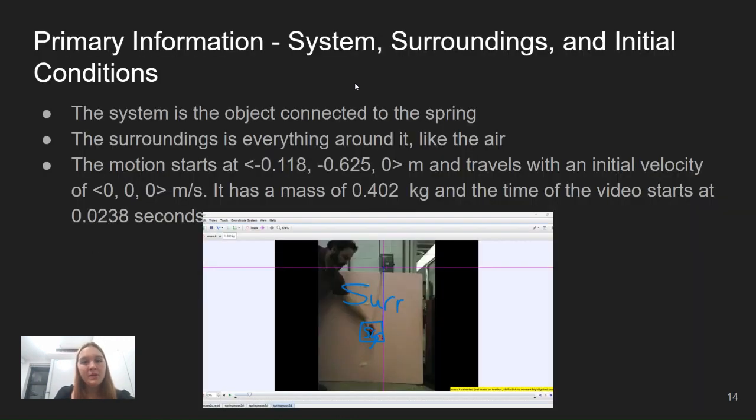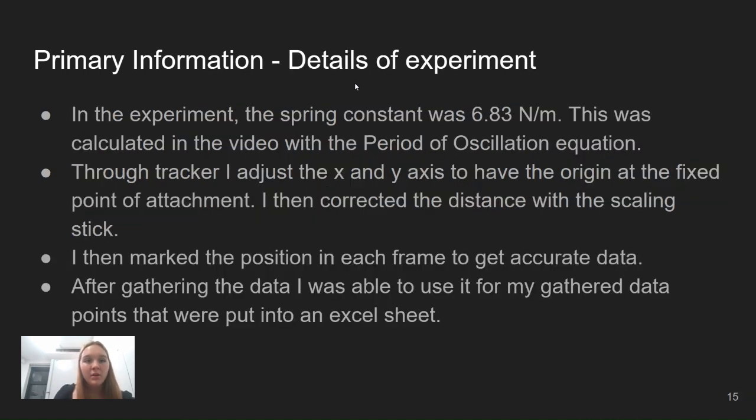Primary information. The system is the object connected to the spring, and the surroundings is everything around it, like the air. Motion starts at negative 0.118 and negative 0.6250 meters and travels with an initial velocity of 0, 0, 0. It has a mass of 0.402 kilograms, and the time that the video started, where he let go of the object, was 0.0238 seconds. In the experiment, the spring constant was 6.83 newtons per meter. This was calculated in the video using the period of oscillations equation.